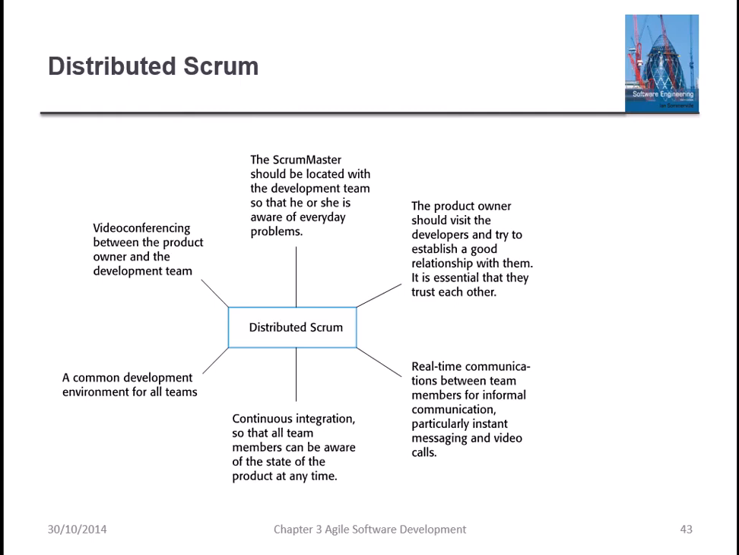Continuous integration, so that team members can be aware of the state of the product at any time. Integration is basically to integrate two or more increments. So it is very important. A common development environment for all the teams, and video conferencing between the product owner and the development team. So a video conference meeting can be arranged either directly with the team or with the Scrum Master.